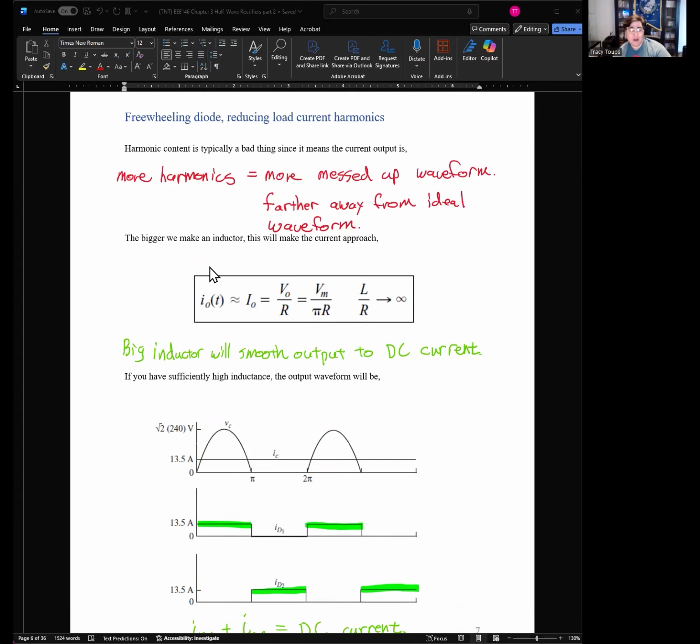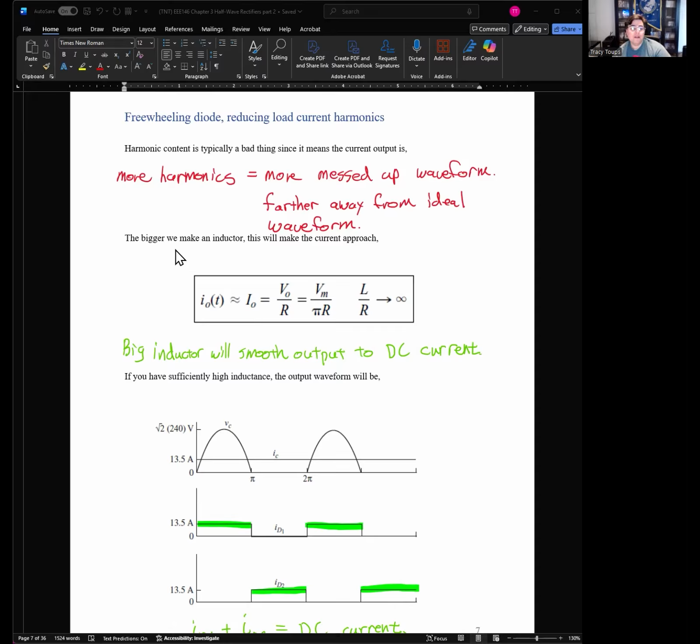Now, when we talk about harmonics, harmonics are a bad thing, so we want to mitigate them as much as possible. So those n equals 2, 4, 6 terms, if we design a circuit right, those numbers should go down and not be that big of an issue. Now for the voltage, we can't really do much, but for the current, we can reduce the harmonics. The more flat and DC-like the output waveform of the current is, the fewer harmonics there will be. Remember, more harmonics equals a more messed up waveform, further away from the ideal waveform. Ideally, we want the output to be flat.